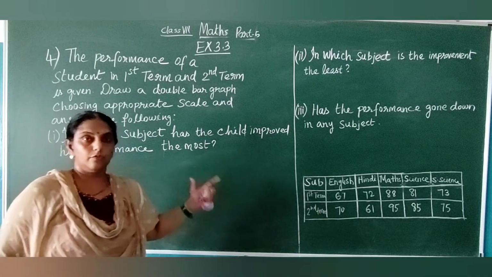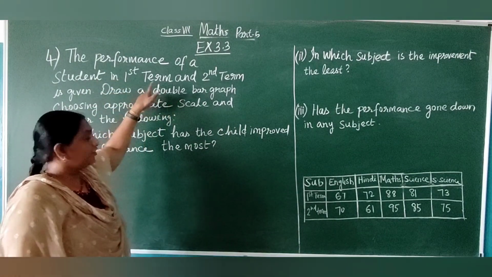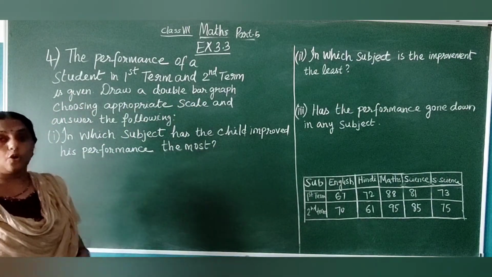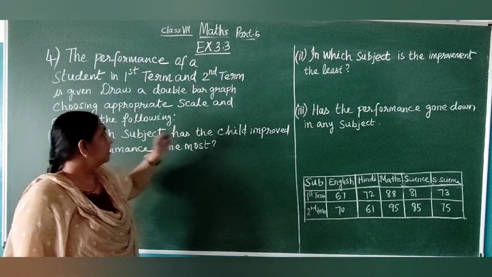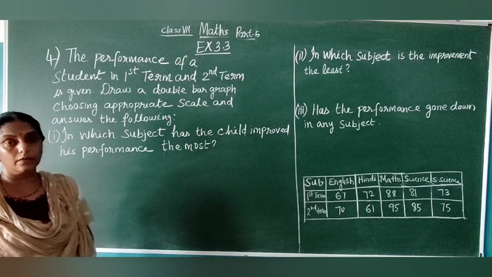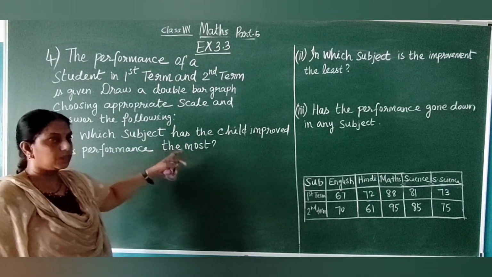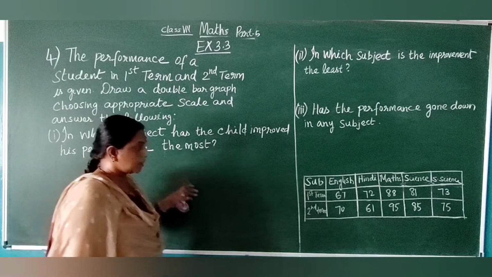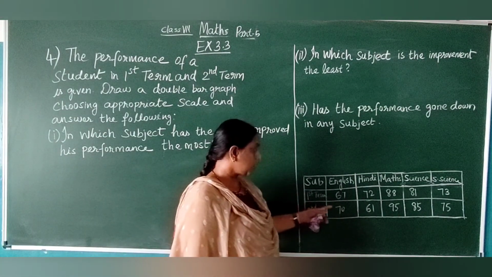Now question number 4. The performance of a student in the first term and the second term is given. Draw a double bar graph choosing an appropriate scale and answer the following. First one is, in which subject has the child performed the most? See, this is the column they have given. In which term has it increased?